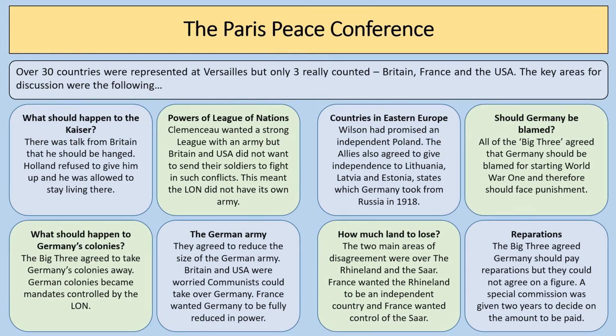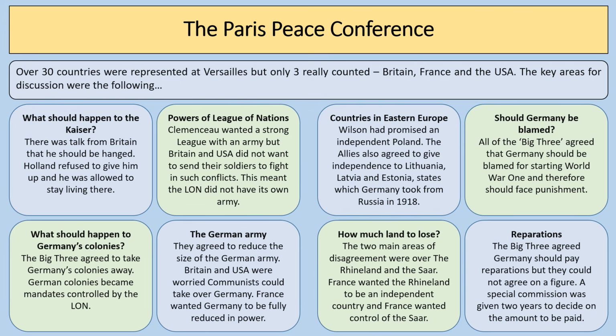And we'll look more about that in future revision videos. What about Germany's colonies? Germany, under Kaiser Wilhelm II, in his whole idea of world politics, Weltpolitik, had sought an empire. So the big three agreed to take all of Germany's colonies away, and Germany's colonies became what are called mandates, which means they were areas that were to be controlled by the League of Nations.